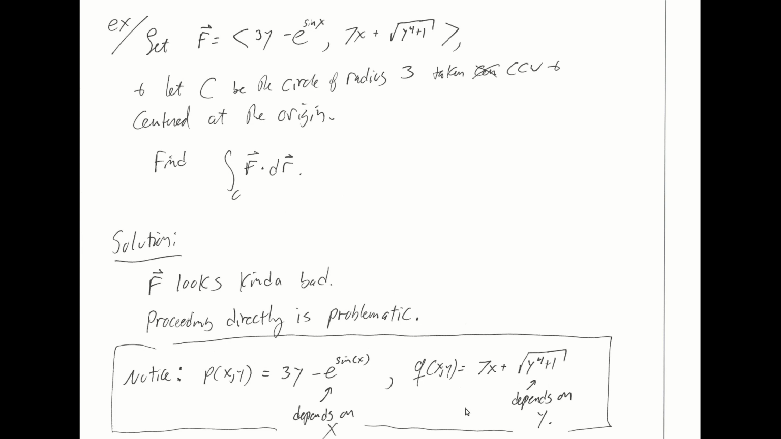This makes it particularly attractive to use Green's theorem, because Green's theorem is going to tell me to take the curl of f hat, and I'll be taking the partial of little q with respect to x, and this will be 0 when I take its partial with respect to x, and I'll be taking the partial of little p with respect to y, making this e to the sine x term 0.